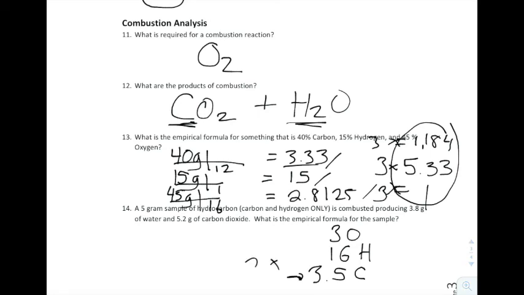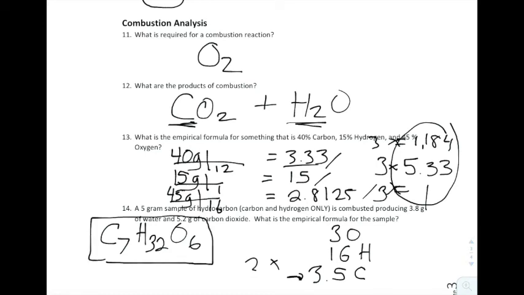And what I do to that, I have to do to everything. So what I end up with is something like carbon 7, H32, and then oxygen 6. And if you look, this is an empirical formula, because I can't take one of these and divide them.